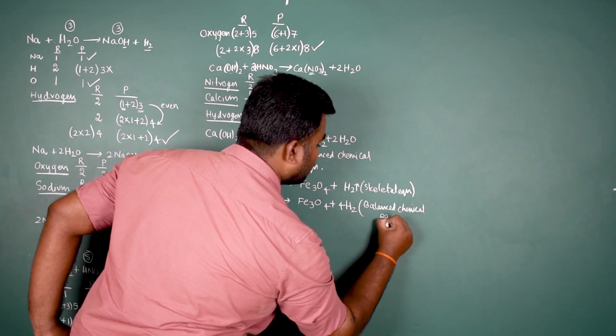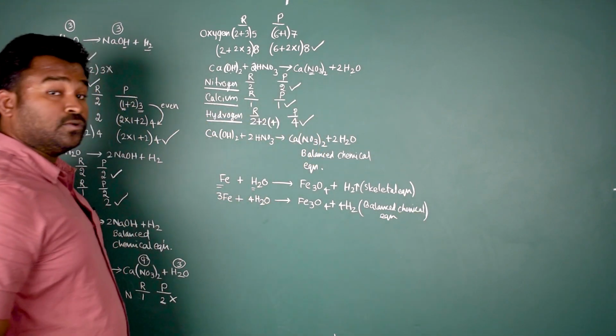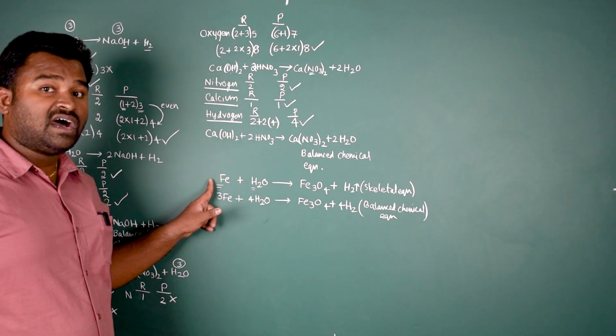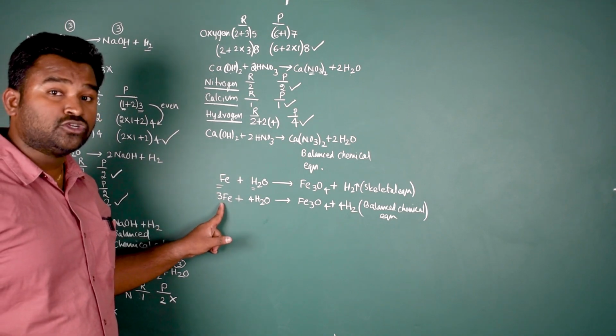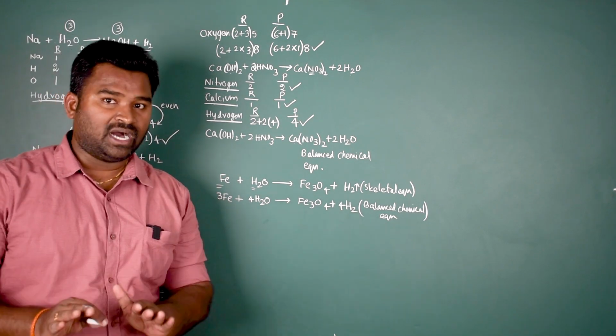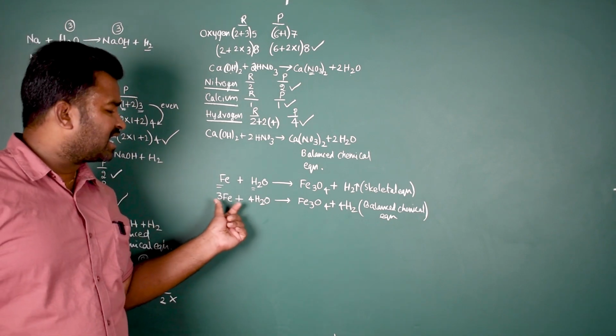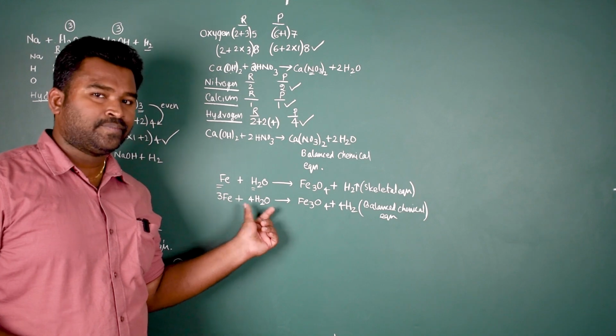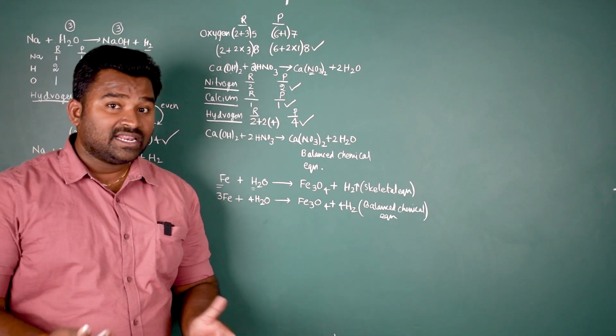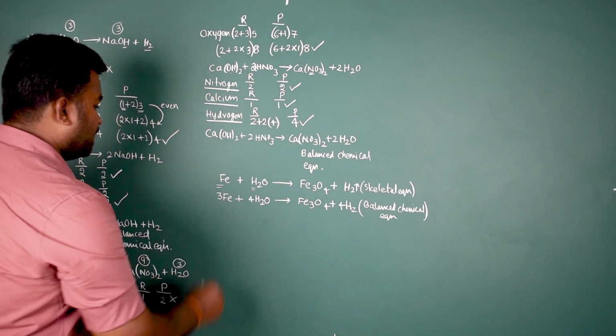chemical equation. So this equation will not obey law of conservation of mass, but this equation obeys law of conservation of mass. So this is giving some extra information of how many atoms of iron are reacting with how many molecules of water. Correct? Now let's go one more step further.